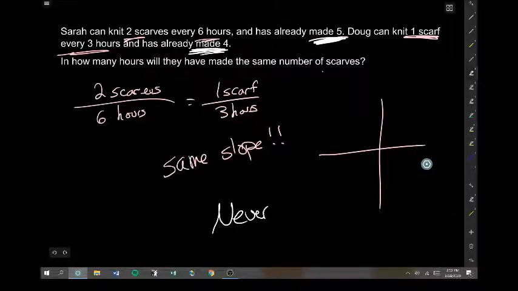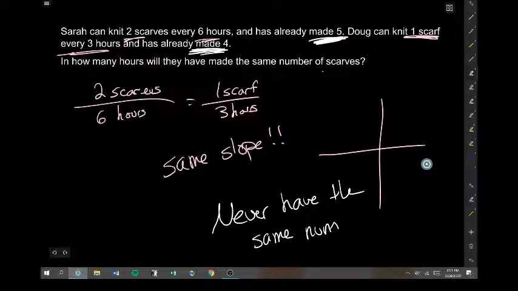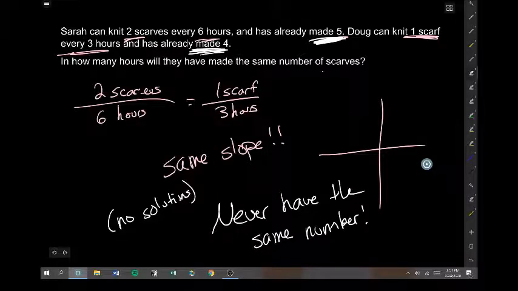They will never have the same number of scarves. This is a situation of no solutions. Parallel lines. One line goes like this, one line goes like this, but they ain't never touching.